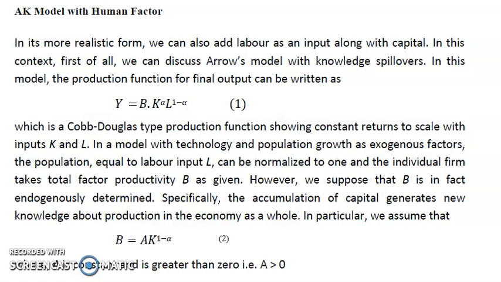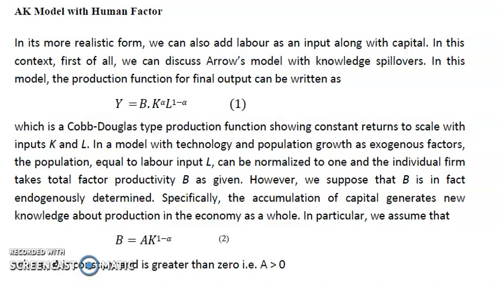In this context, first of all, we can discuss Arrow's model with knowledge spillovers. In this AK model, the production function for final output can be written as Y equals B times K raised to alpha, L raised to 1 minus alpha. That is equation number 1, a Cobb-Douglas type production function showing constant returns to scale with inputs K and L.